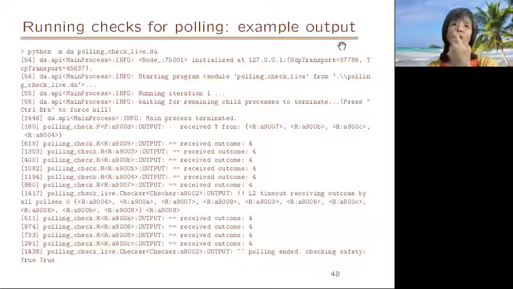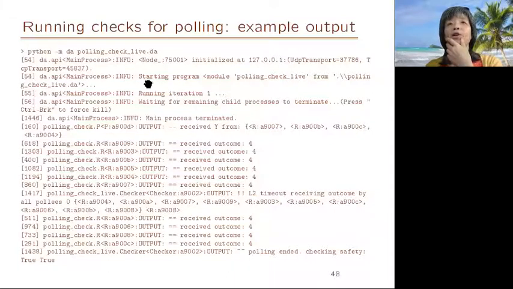And an example output. So you run python -m da, the da module, and this is my file name, polling_check_live.da. Check means checking safety, and live means checking liveness. So this shows I'm running this main process, and it's initialized at this IP address and this transport number.